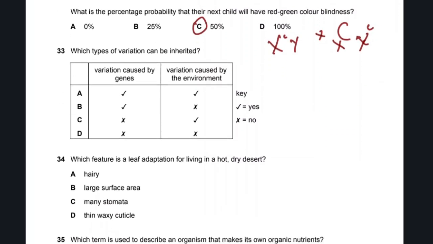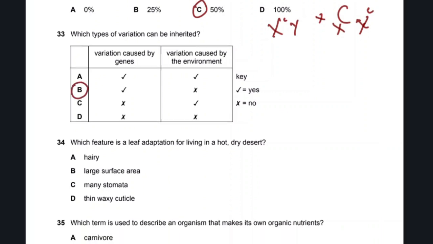Which type of variations can be inherited? Only those which are controlled by genes are inherited, and environmental variations are not inherited. So B is the right answer.